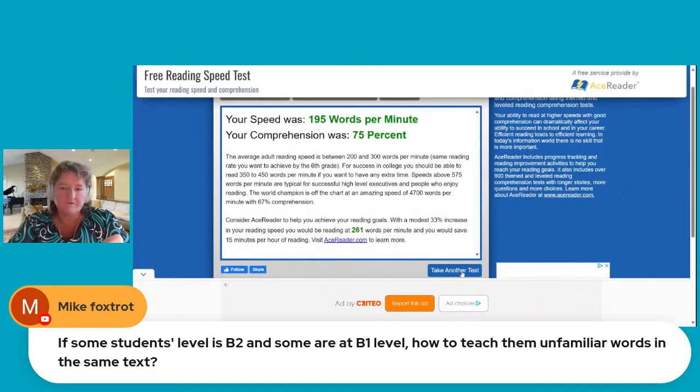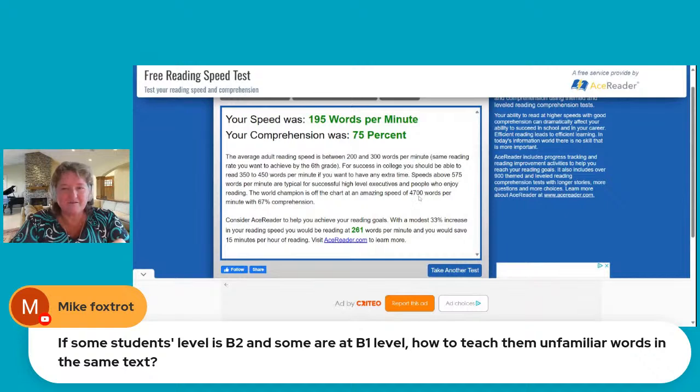And when you click on view results, it's really great because it tells us the words per minute, right? 195. And we got 75% comprehension. And our goal is to get between 200 to 300 words per minute. If you want college level, then it's 350 to 450. If you are at 575, you're like a CEO. And 4700 is like a word champion.